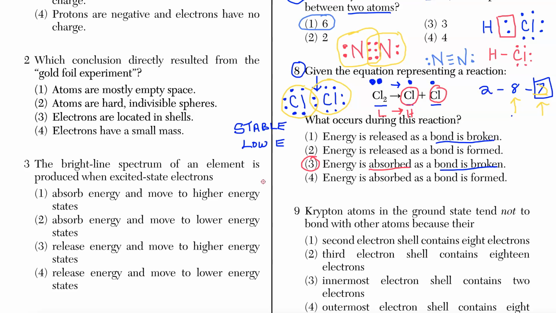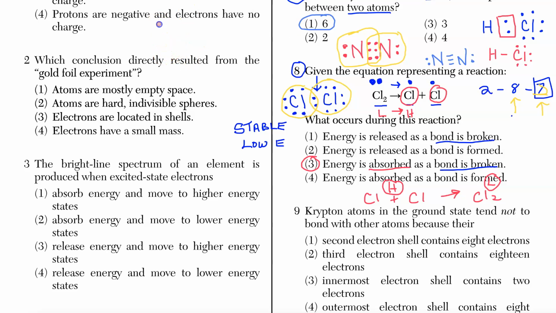Now, they love to flip this on its head. If I did this reaction the other way, where I had chlorine atoms who had 7 valence electrons, and they come together to make Cl2, then we're going from high energy to low energy. And anytime we go from high to low, energy is released. Making a bond is a low energy position. How do we get low? We've got to release our high energy. You've seen this before in your course.